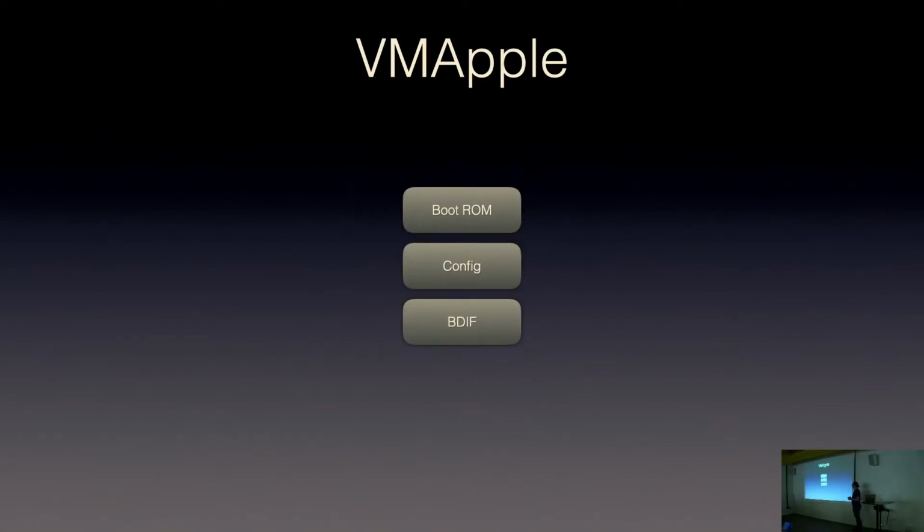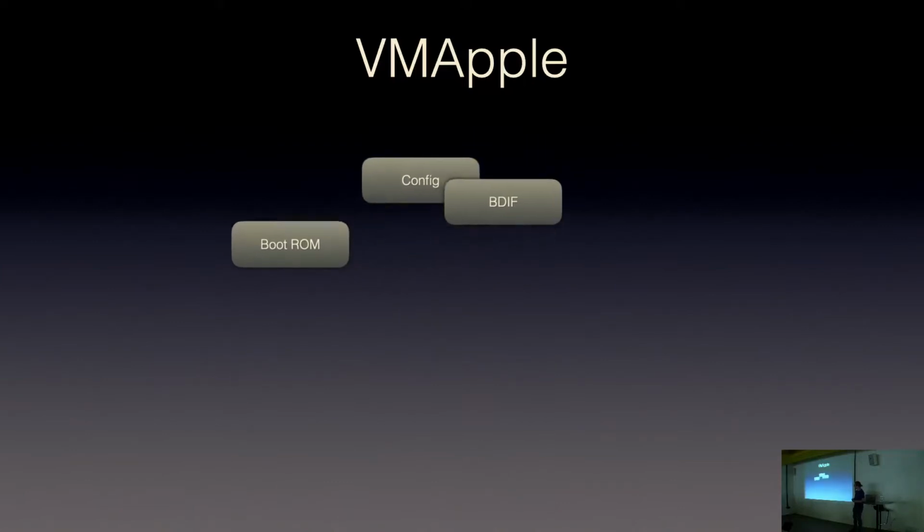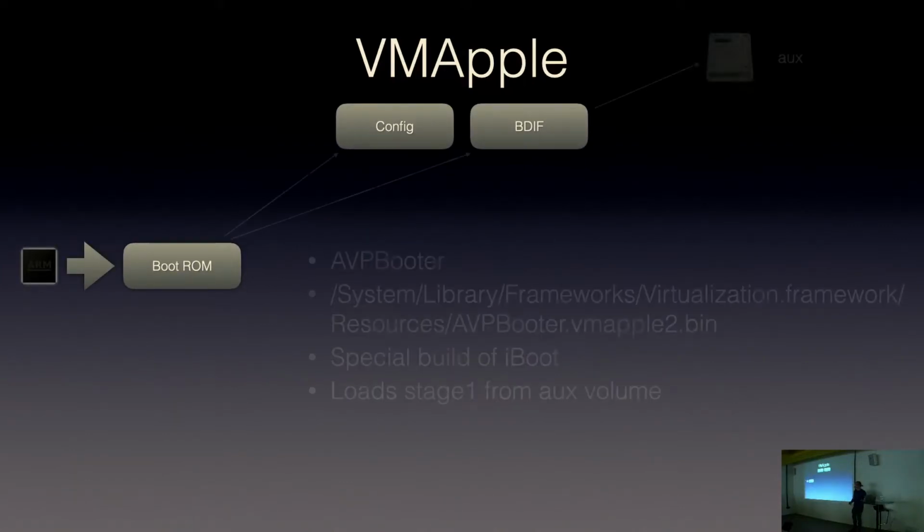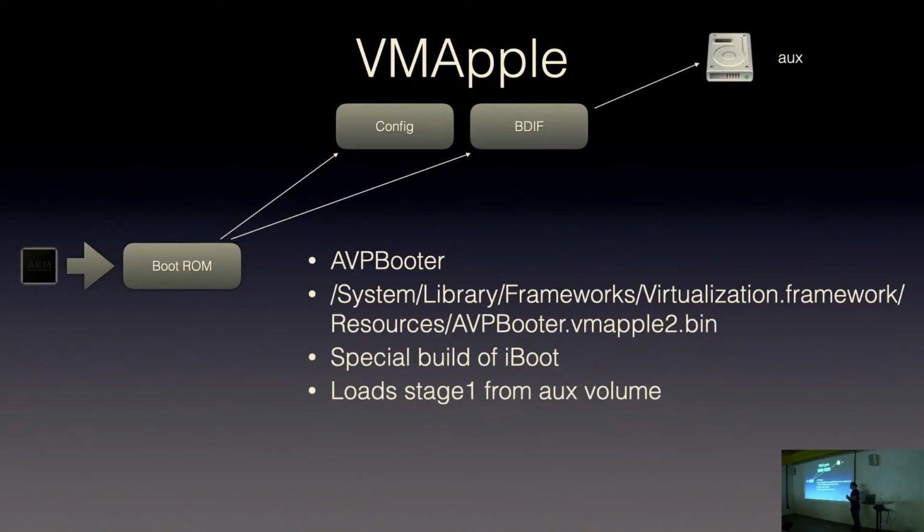So if you look at the booting story, how do I boot this device, which explains the first three devices we're looking at. When your CPU comes up, it runs the boot ROM, like everything else, right? Well, the boot ROM turns out to be called AVP booter. I don't know what that stands for. Apple Virtual Platform, no idea. And it lives in this path on any macOS installation that you have.